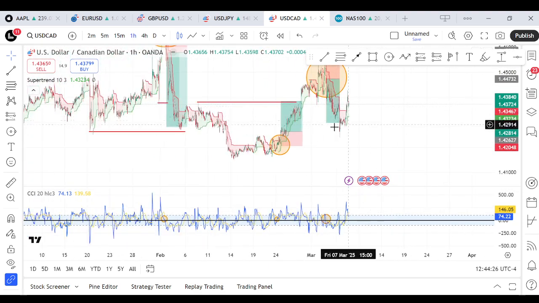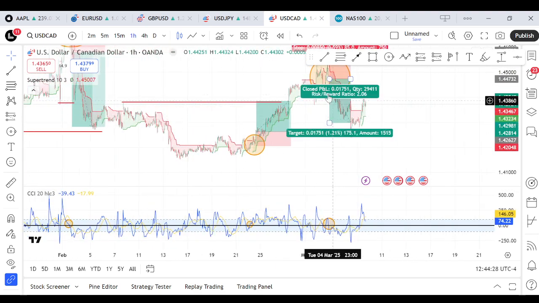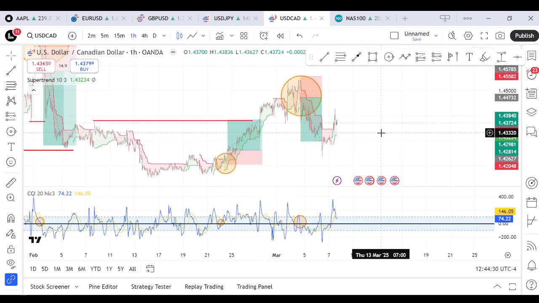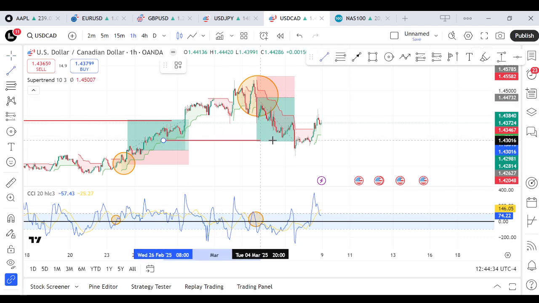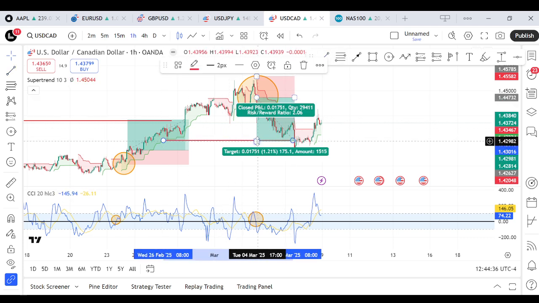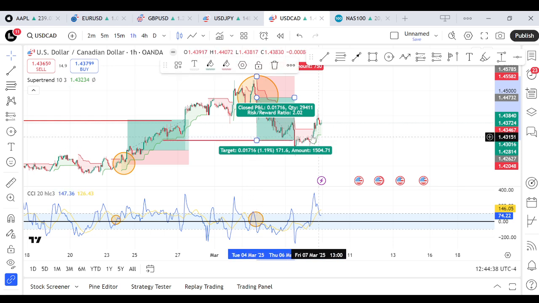Considering that the market is bullish here, this could just be a pullback. So we just take a short take profit here at a 1:2 risk to reward ratio. So that is it for this.